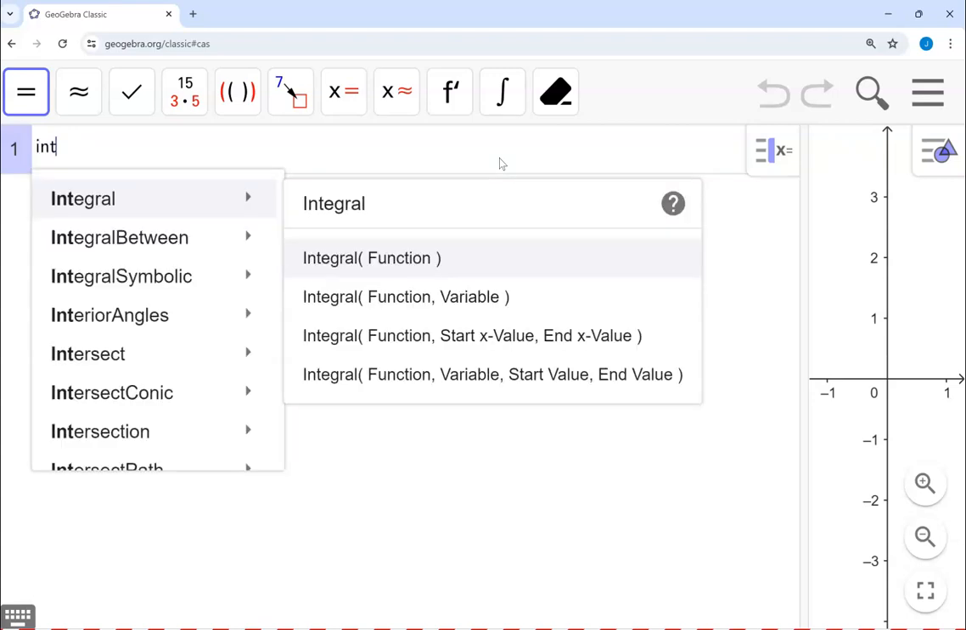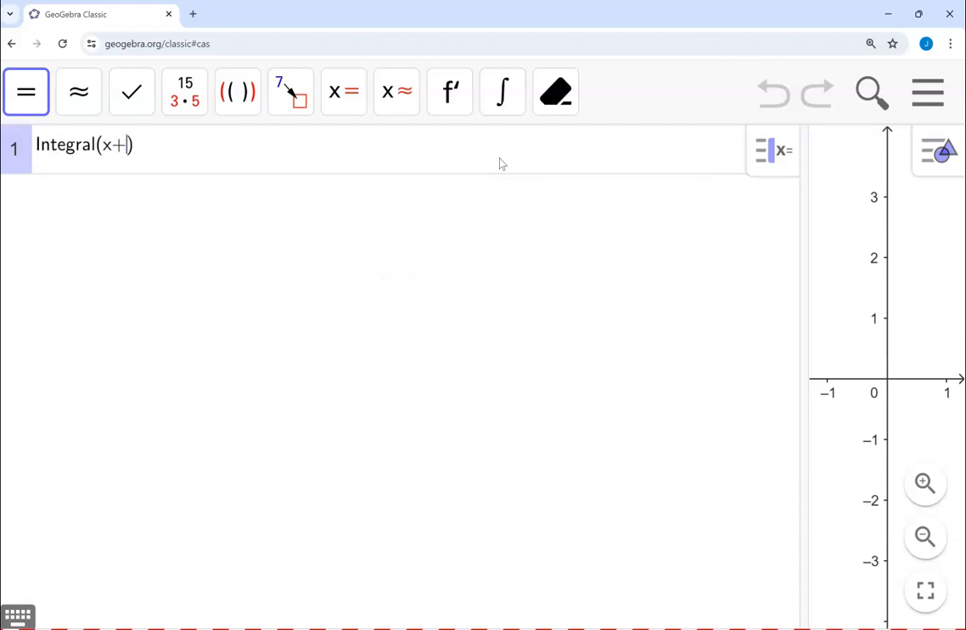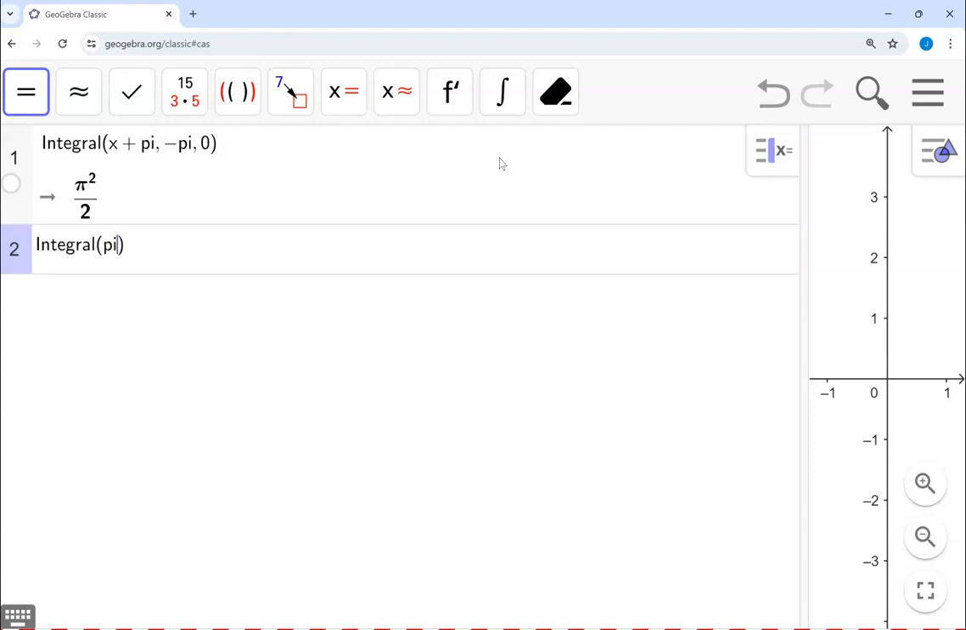So we'll integrate x plus pi from negative pi to 0. Notice if there's only one variable in there, I don't have to specify what the variable is. It doesn't hurt. If I had put a comma x in there as well, it would have been fine. Okay. And then the other one would be pi minus x from 0 to pi. Right? Okay. Add those together, you get pi squared.